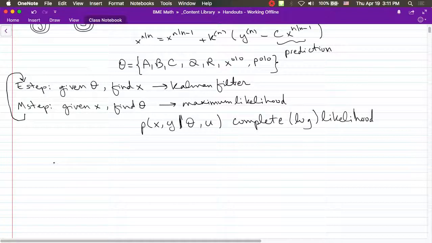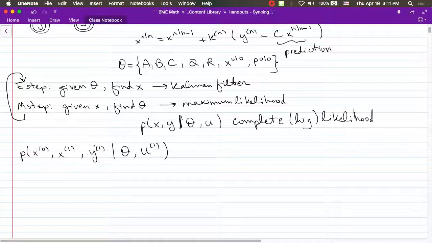All right, so let's start easy. Let's suppose we only had one data point. So we have some initial state x. We have that state becomes x1. We make a measurement y1, and we have some parameters, and we gave some input u1 to the system. So this is what we call our complete log likelihood. It has the states, the measurement, my parameters, and my input u.